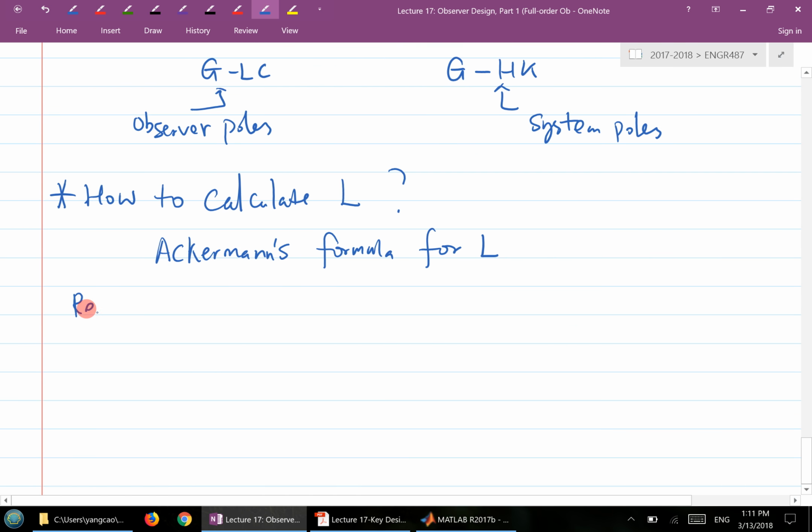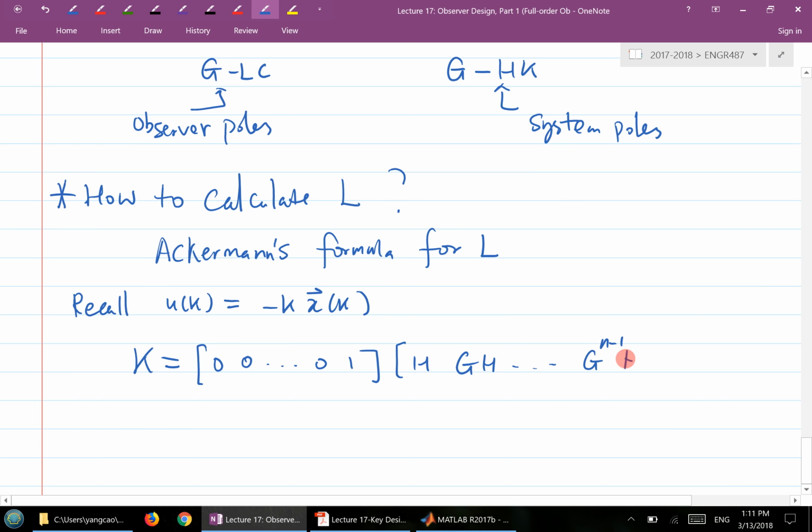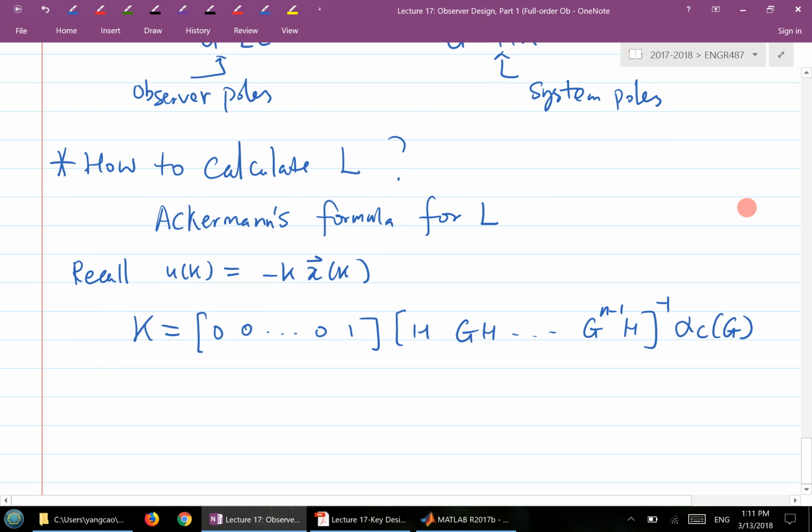First of all, recall pole placement. The Ackermann formula for pole placement is: 0, 0, ..., 0, 1, times H, GH, ..., G to the N minus 1 H, inverse, times alpha c of G. That's the Ackermann formula for calculating the feedback gain K. G is a system matrix, H is a system matrix, and alpha c of z is equal to z to the power of N plus alpha 1 z to the power of N minus 1, up to alpha N minus 1 z.